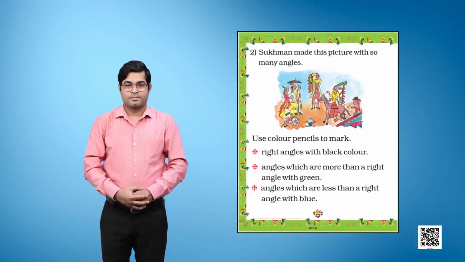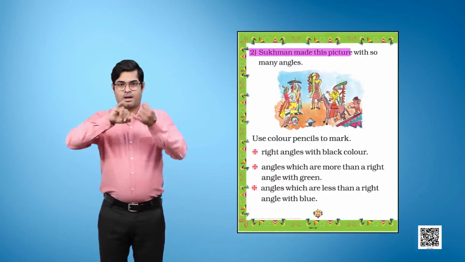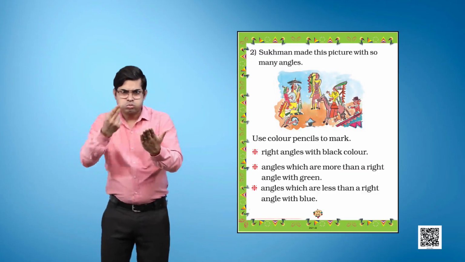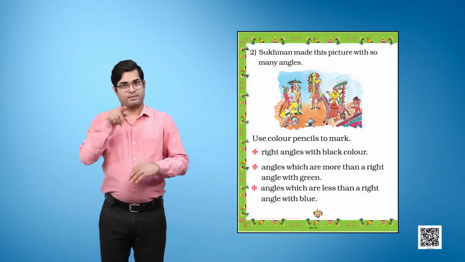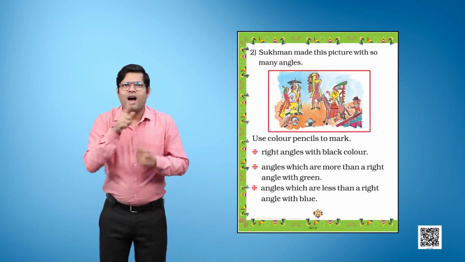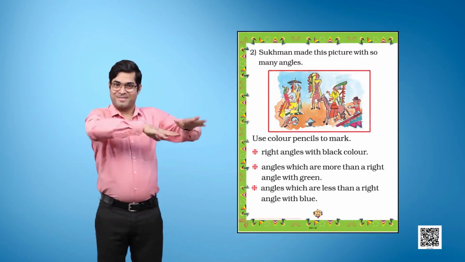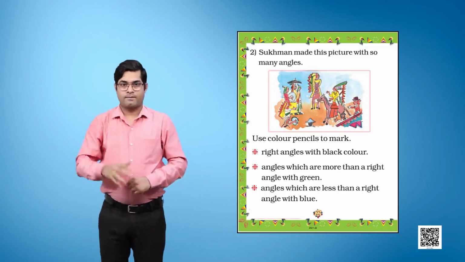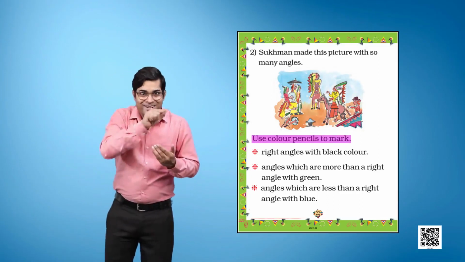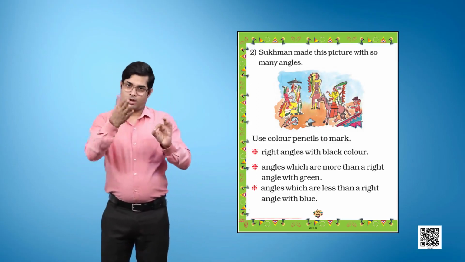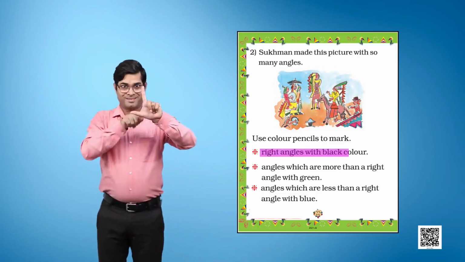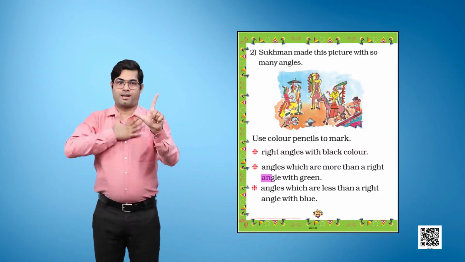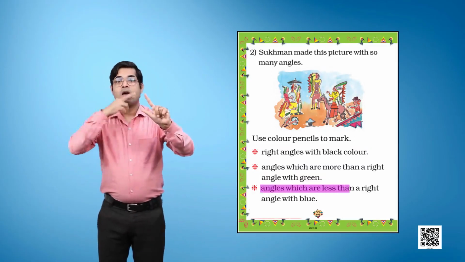Page 22. 2. Sukhman made this picture with so many angles. Below this we have a picture of a procession. Made by a lot of angles. Use color pencils to mark. Right angles with black color. Angles which are more than a right angle with green. Angles which are less than a right angle with blue.